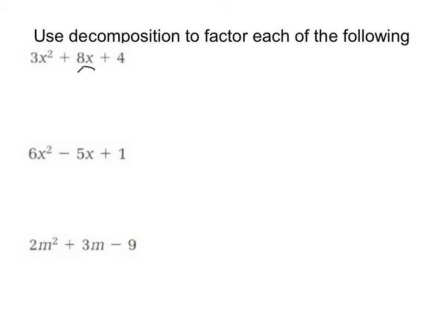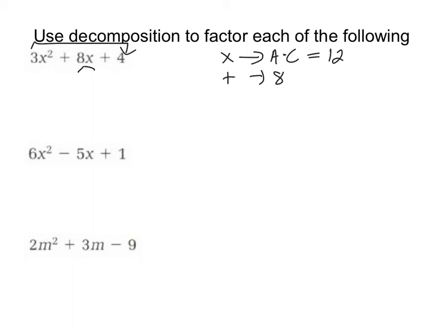So what we're trying to do is figure out, similar to basic trinomials, two numbers that multiply to give me whatever A times C is. So in this case, multiply to give me 3 times 4, which would be 12, and add to give me that middle term, which in this case is positive 8. They're both positive in this question.